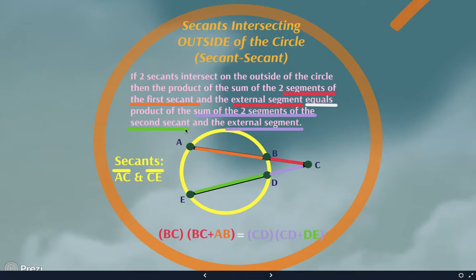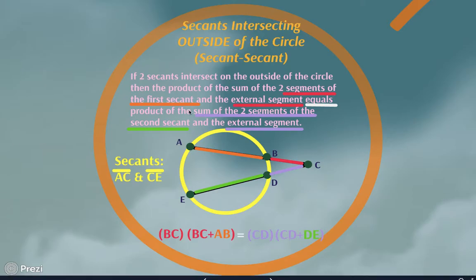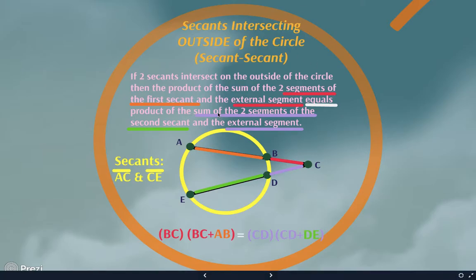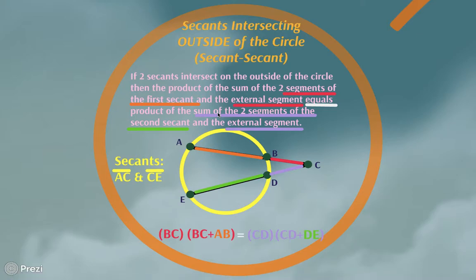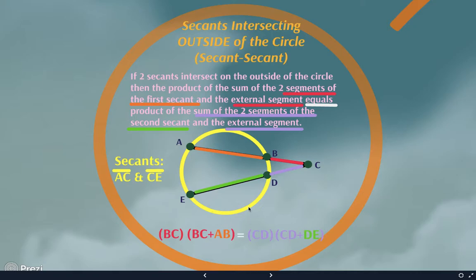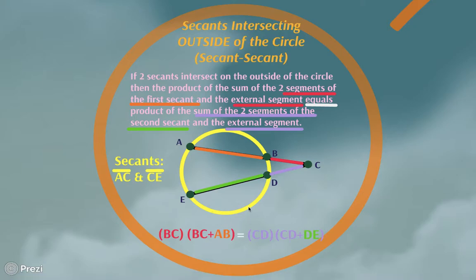Guys, if two secants intersect on the outside of a circle, then the product of the sum of the two segments of the first secant and the external segment equals the product of the sum of the two segments of the second secant and the external segment, which you're probably like, this long, I started zoning you out like 2 seconds into that. Okay, I know that does not probably make any sense. It's hard to verbalize this property, so I did my best. But I think this little diagram down here will make it a lot more clear.